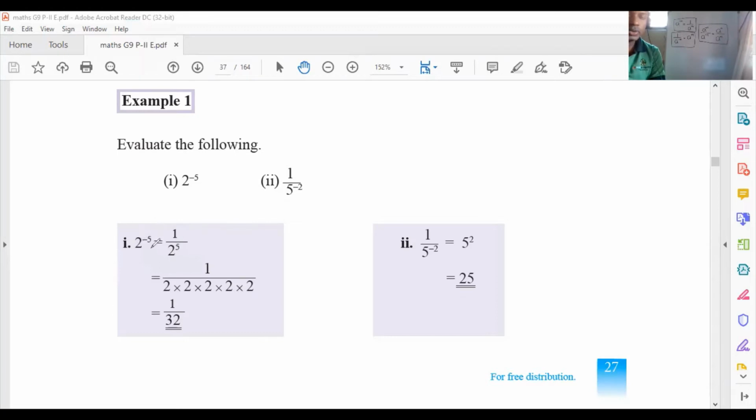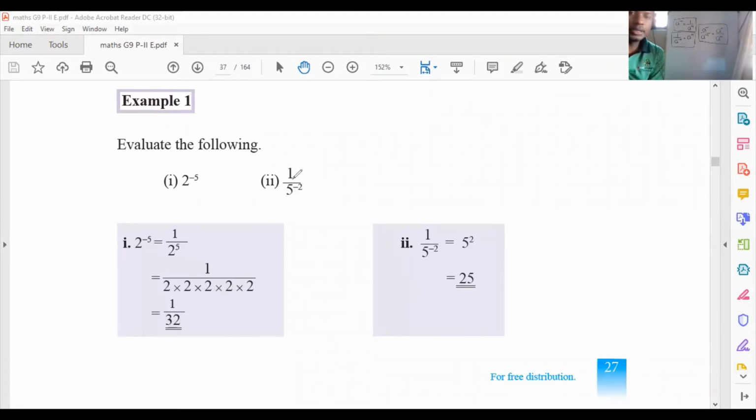Now what we should do, 2 to the power negative 5, according to this law of indices, you convert it into a positive index power by taking it into a denominator place. Then now it is 1 upon 2 to the power 5. 2 to the power 5 means 2 times 2 times 2 times 2 times 2. There should be 5 2's multiplying together. Then that is 32. 2 times 2, 4. 4 times 2, 8. 8 times 2, 16. 16 times 2, 32. So 1 upon 32 is the answer.